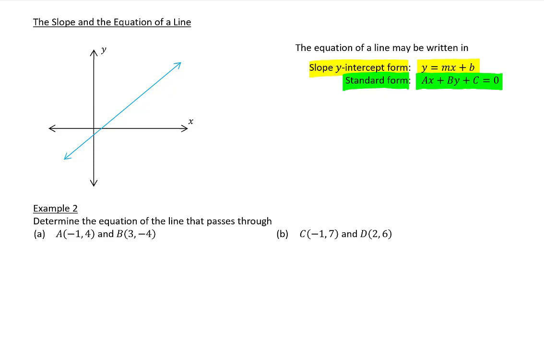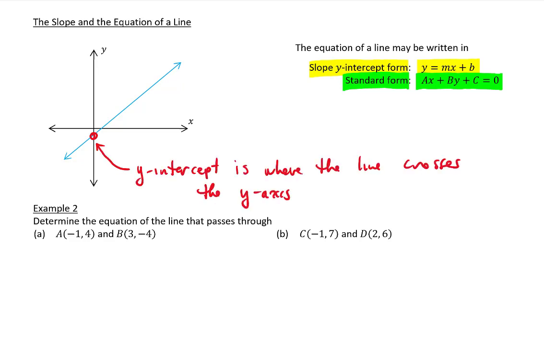So if I want the equation of a line, there's two things I need to look for. I need to look for the y-intercept, and I need to look for the slope. The y-intercept is usually straightforward. It's where it crosses the y-axis. And then I also need the slope. So to find the slope, all I need are 2 points.